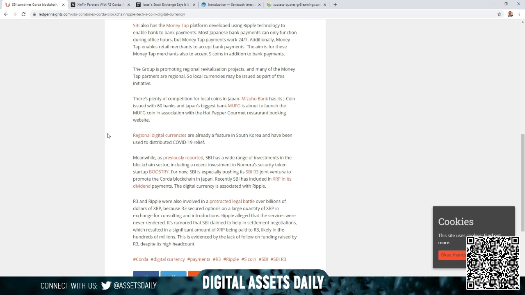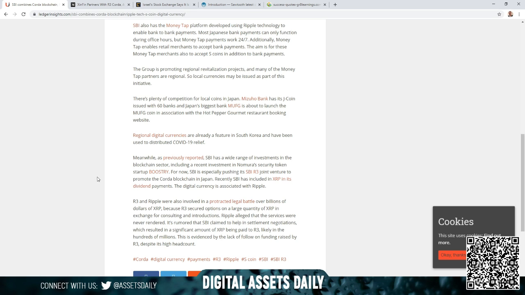The group is promoting regional revitalization projects, and many of the MoneyTap partners are regional, so local currencies may be issued as part of this initiative. And there's plenty of competition for local coins in Japan. The Mizuho Bank has its J-Coin issued with 60 banks, and Japan's biggest bank, MUFG, is about to launch the MUFG coin in association with the Hot Pepper Gourmet restaurant booking website. Regional digital currencies are also a feature in South Korea and have been distributed as issue at hand relief.